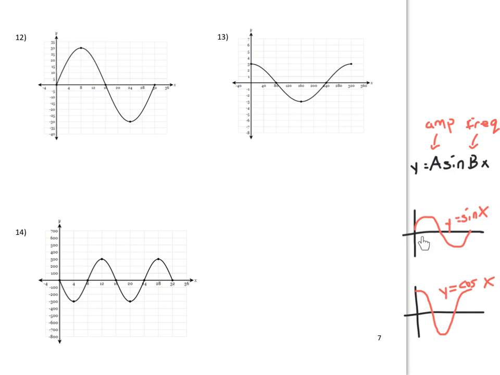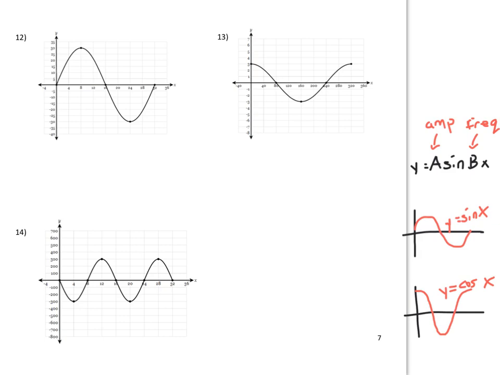Now, I also showed down here the behavior of a sine curve, right? It starts off and ends off on the midline, whereas your cosine curve starts off at the max and ends off at the max, okay? Now, let's take a look at each of those curves.